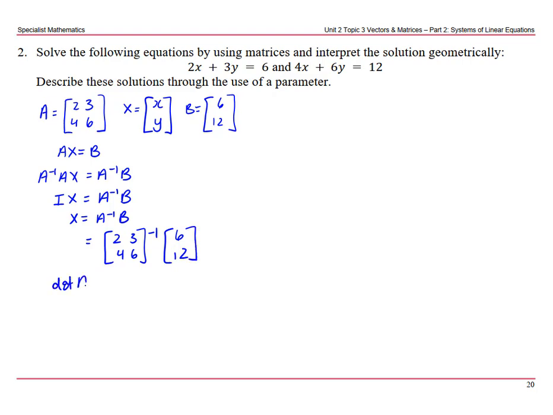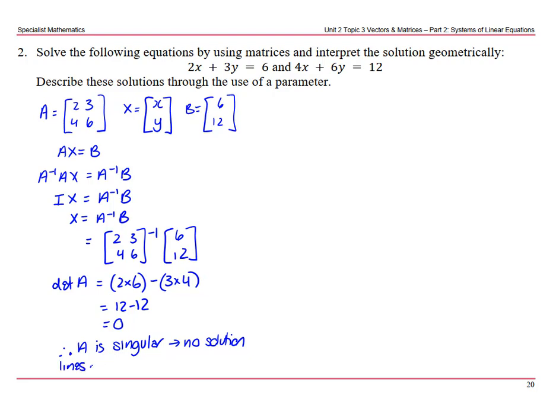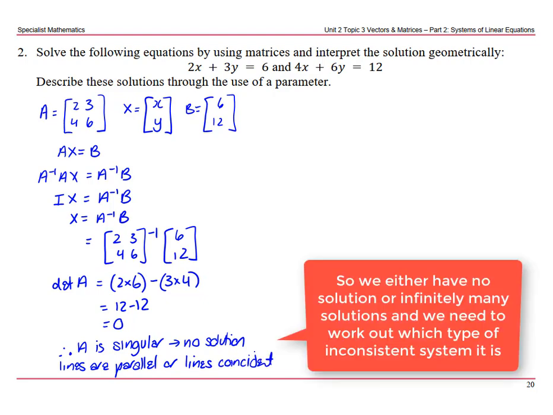Now the determinant of A is 2 times 6 minus 3 times 4, which is 12 minus 12, which is 0. So therefore, A is singular and there's no solution. So now we have to go, well, why isn't there a solution? We can have lines parallel or lines are the same. So let's look at the two equations. 2x plus 3y equals 6 and 4x plus 6y equals 12.